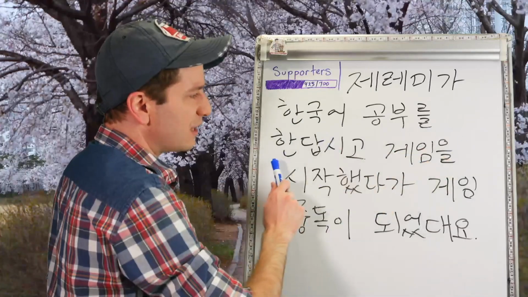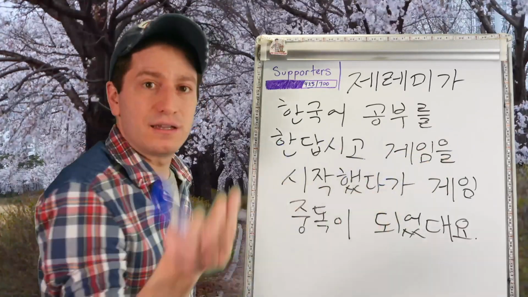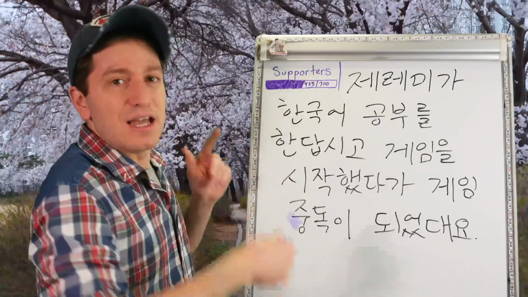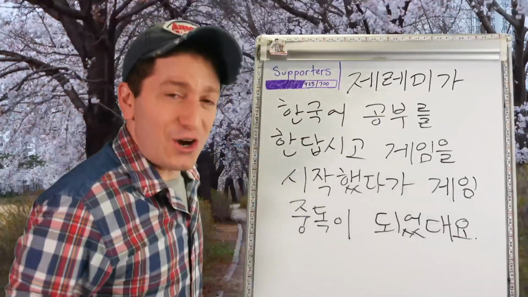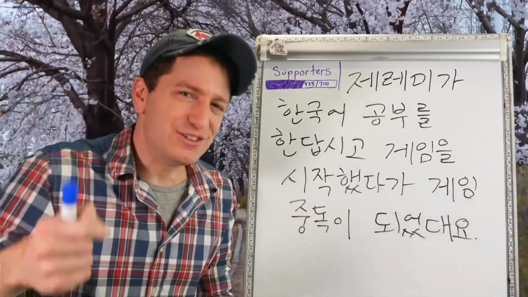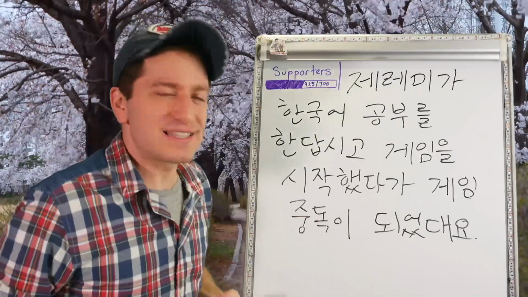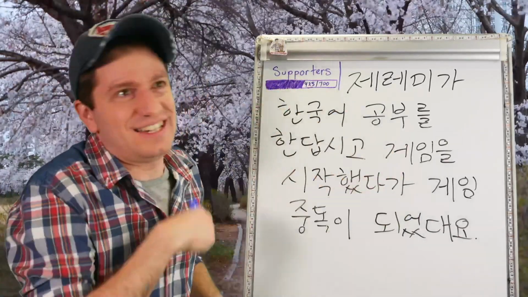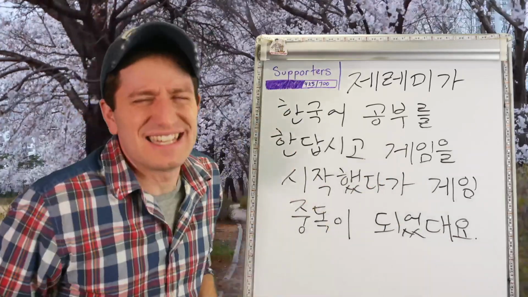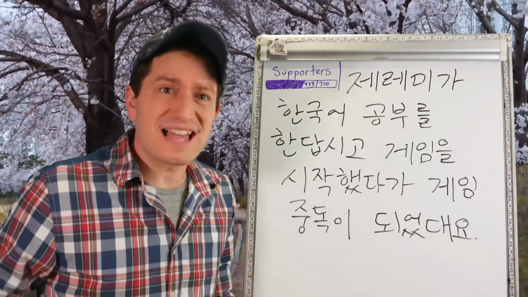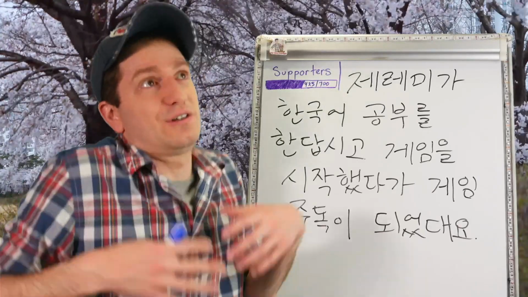제레미가 한국어 공부를 한다고 했는데. So why would you use this form if you don't need it to express just that? Because this form shows disappointment and sarcasm. That's why you use this form. If you want to express, Jeremy, he said he's trying to learn Korean, but then he just started playing a game and now I heard he's addicted to it. Like, I'm disappointed in it. Like, sarcasm. Like, well, Jeremy said he's going to do Korean.